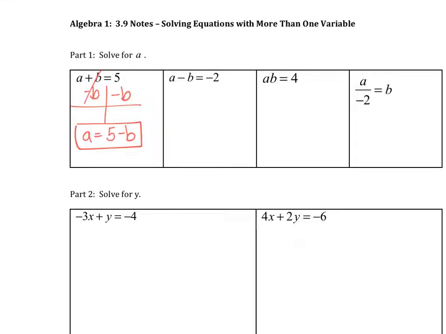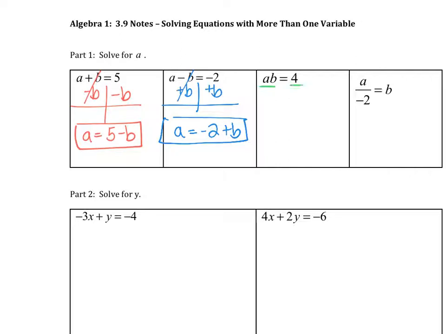Okay? In the next one, we ask what is happening to A, and we do the opposite. So A is being subtracted by B. So instead of subtracting B, I'm going to do the opposite, and I'm going to add B to both sides. When I do that, I'm left with A equals -2 plus B. Done. Okay? In the third example, I have A is being multiplied by B.